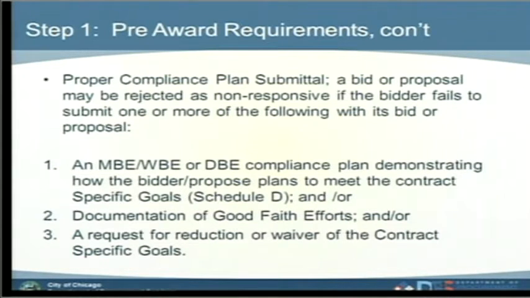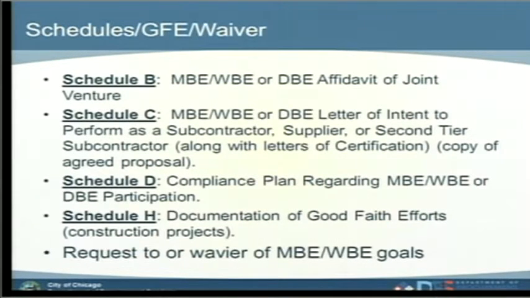And if the scope of work requires a skill, and you cannot find within the population of firms a firm that possesses that specific quality or skill, then you can request a reduction or the goals to be waived. That is during the bidding process, not afterwards. Now, what are all of these schedules that we're speaking of? What is the good faith effort and what are the waivers?